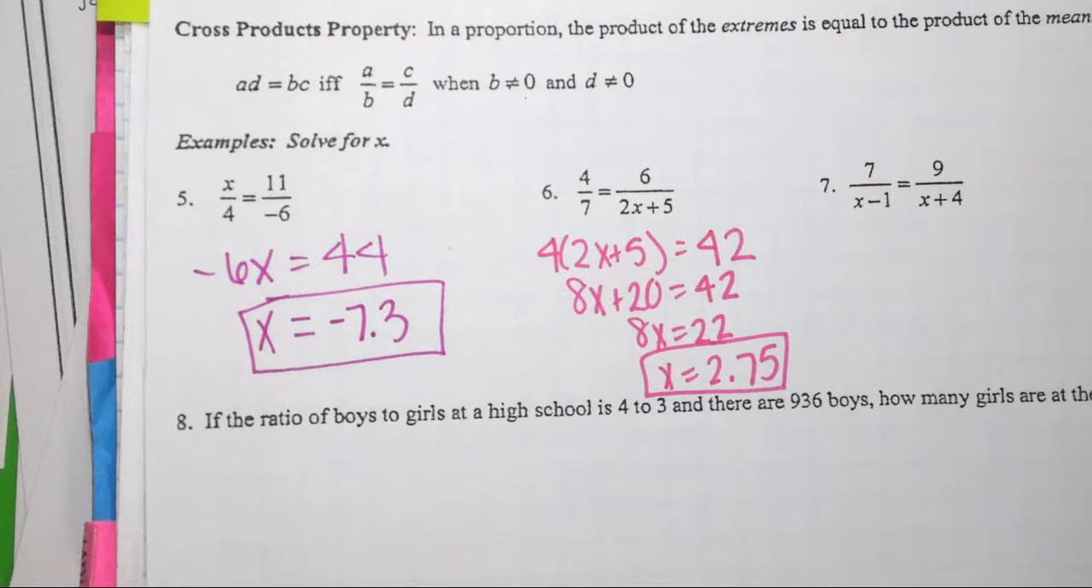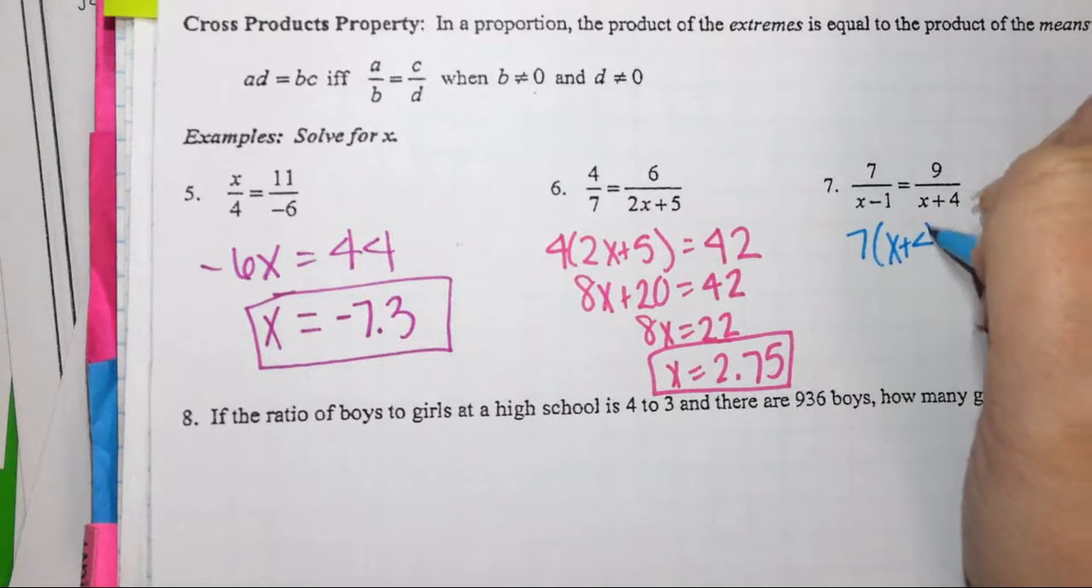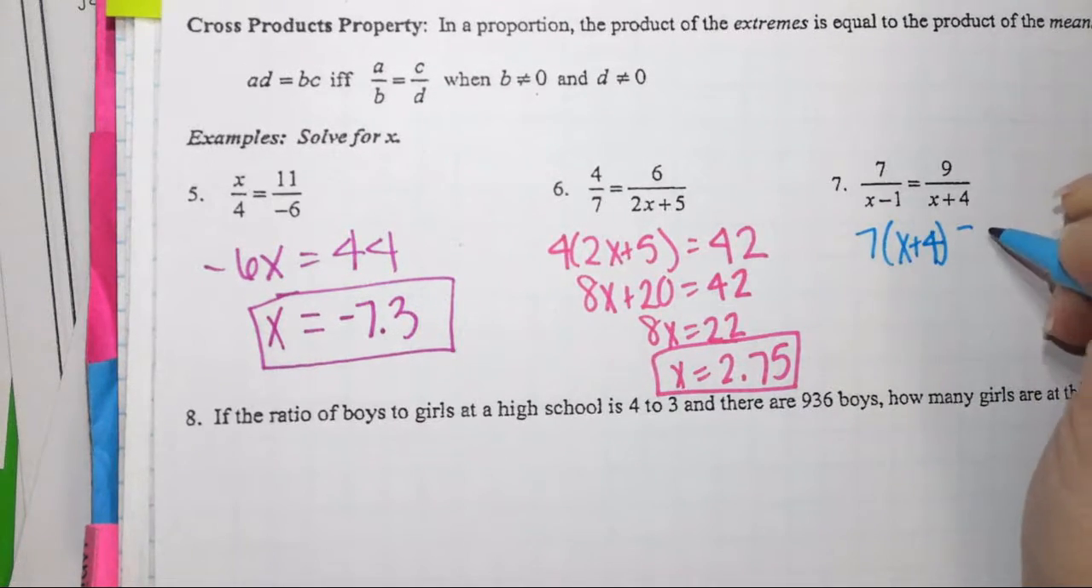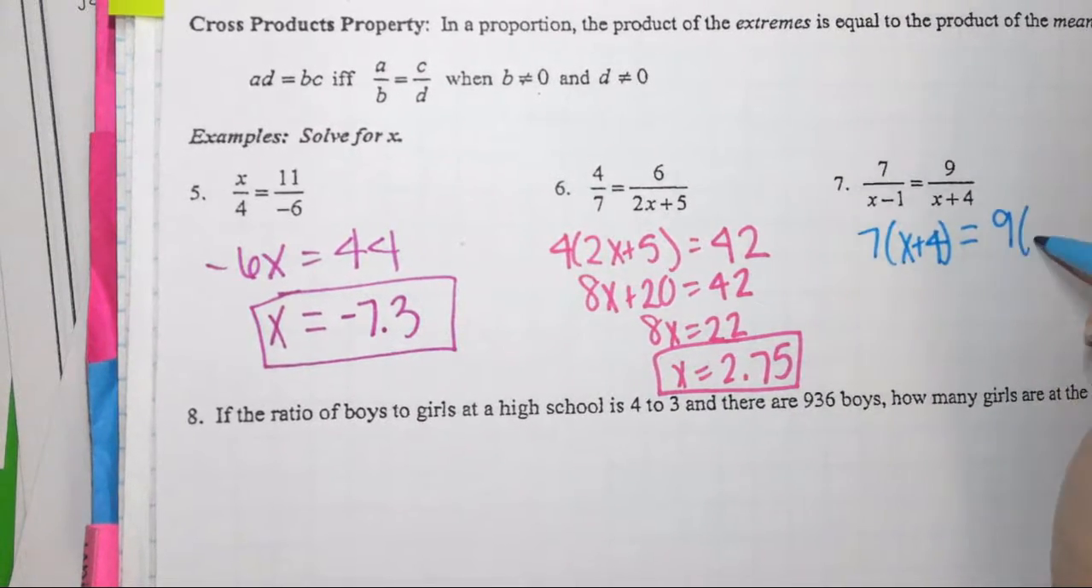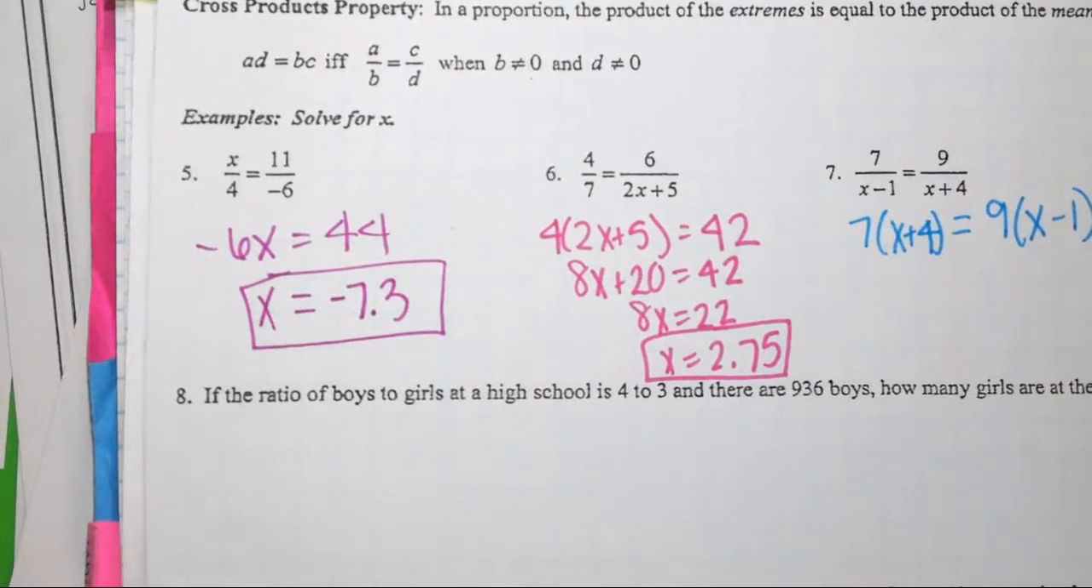All right, number 7. Did y'all get 2.75 for number 6? I got excited. I'm sorry. Now, on number 7, are we going to have two sets of parentheses? We are. We're going to do 7 times x plus 4. And then we're going to do 9 times what? All right, finish working it out without me.